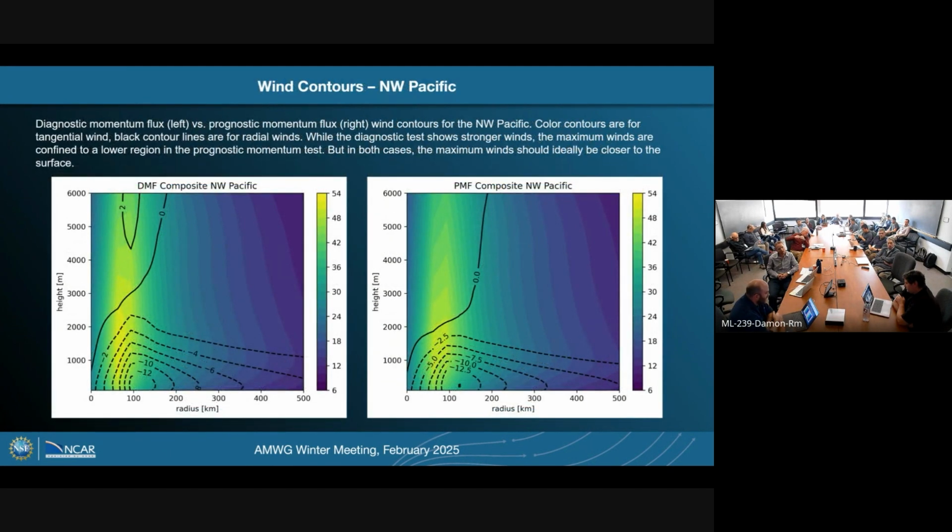This is the same kind of plot, but it's for the Northwest Pacific, and I believe we see some of the same kinds of improvements. I mean, the winds do appear to be stronger in the diagnostic case, but the strongest winds seem to be a little closer to the ground in the prognostic case. In either case, ideally the strongest winds would be closer to the ground, like maybe under 1,000 meters. Maybe still room for improvement. But again, we haven't done any tuning or anything like that. This is just flipping on the switch and seeing what it looks like.